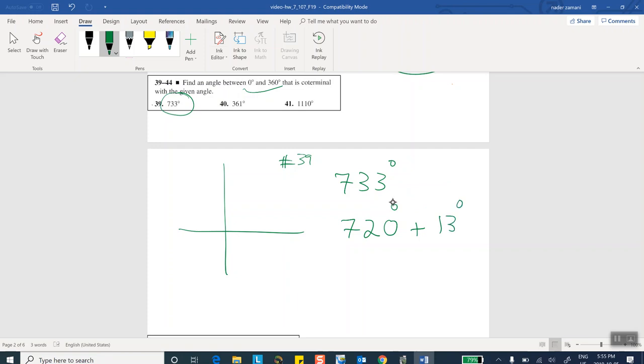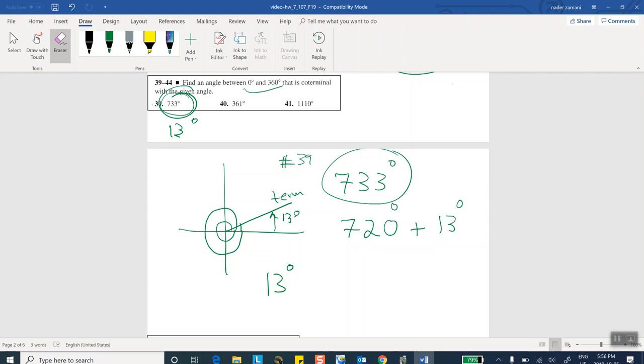Okay, so 720, but first of all, this angle that I have here is just going around this thing twice. This is once, this is again, and then going up and stopping at 13 degrees. Okay, so there we are. This is the terminal side. Now it says find an angle between 0 and 360 that is coterminal with that. So the answer will be, of course, just look at your diagram, 13 degrees. So the answer to this is 13 degrees.